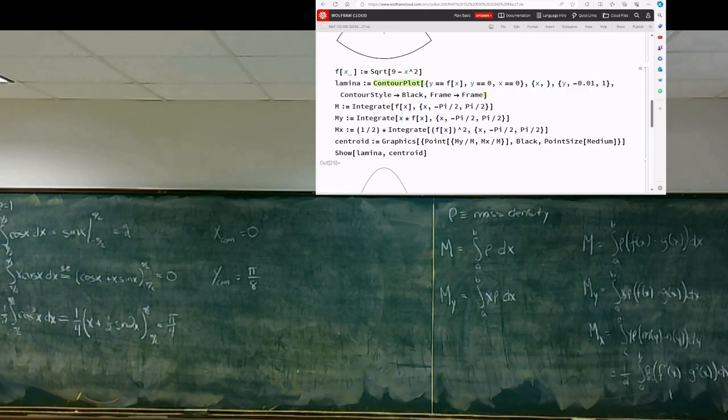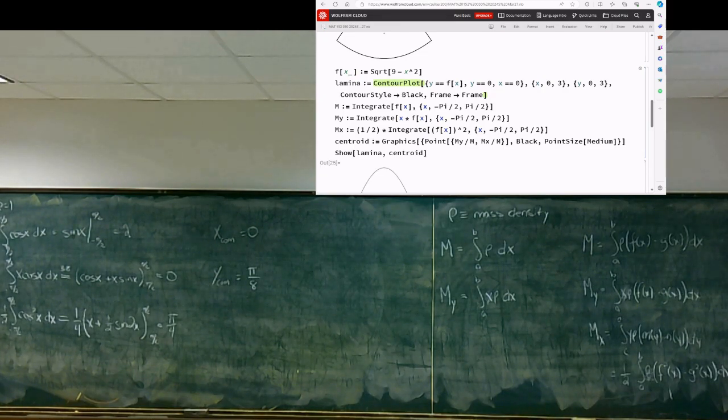What does x go from? It's 0 to 3. 0 to 3. And what does y go from? Would it also be 0 to 3?